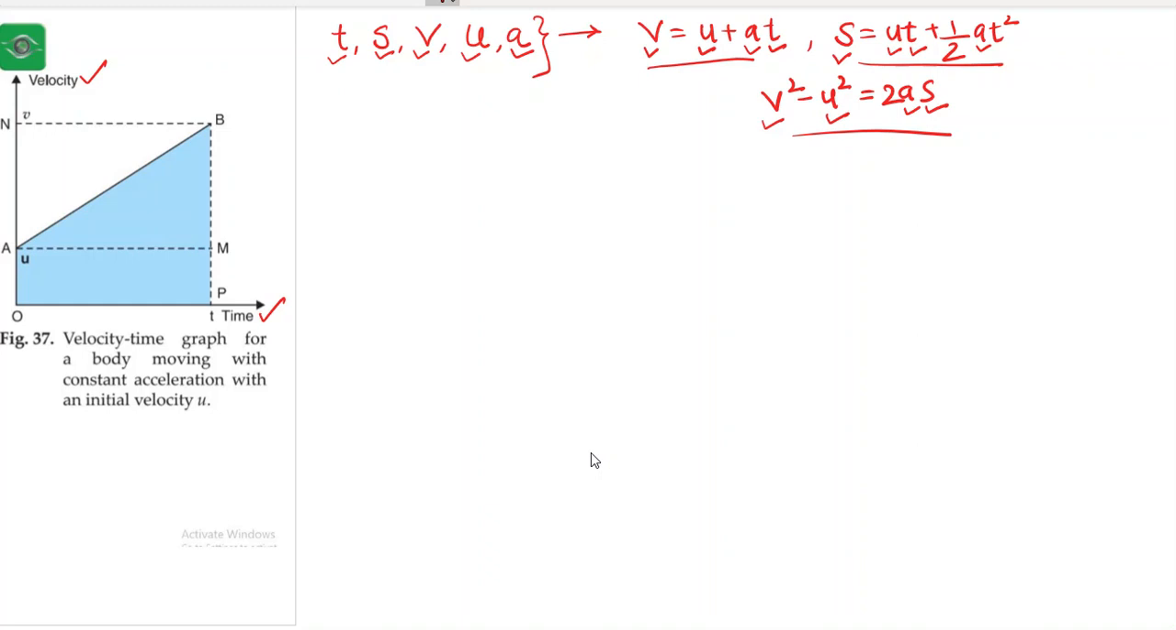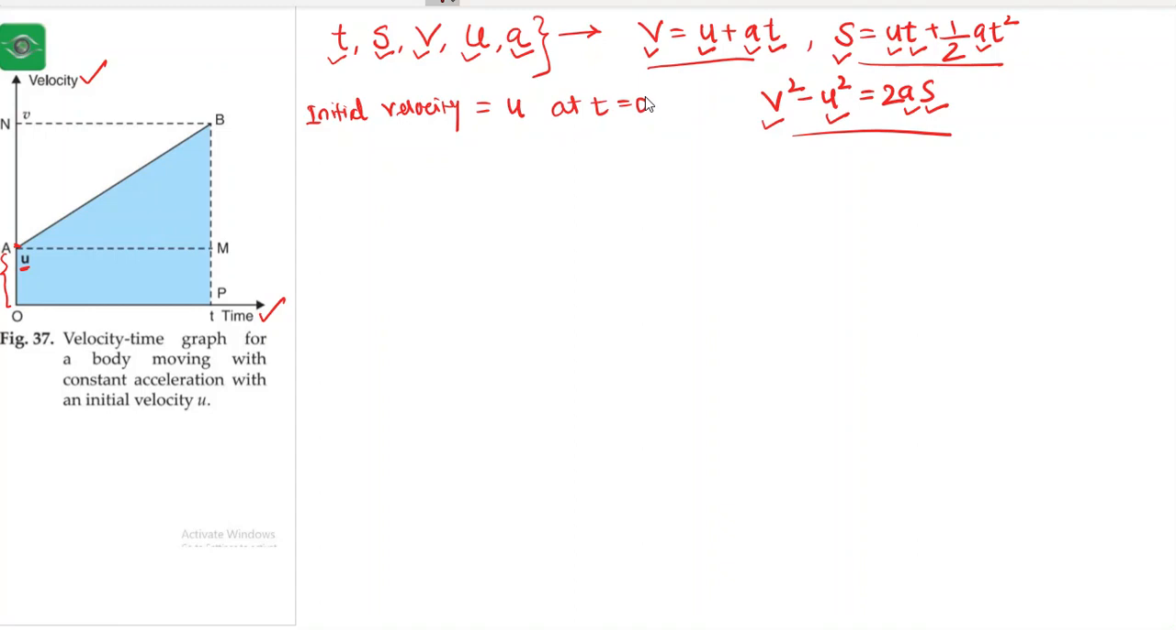Let the initial velocity of the body be u. You see this part? That is the initial velocity of the body. So the body does not start from rest. It starts from point A, and at point A, the body had some velocity, initial velocity, and let the value of that initial velocity be u. So initial velocity is equal to u. This is the velocity of the body at time equal to 0.